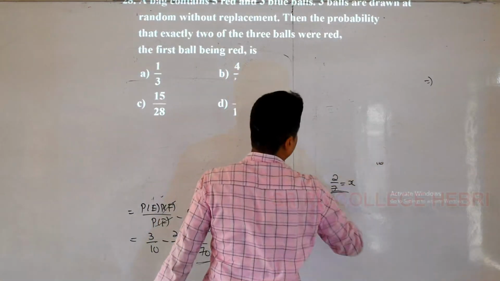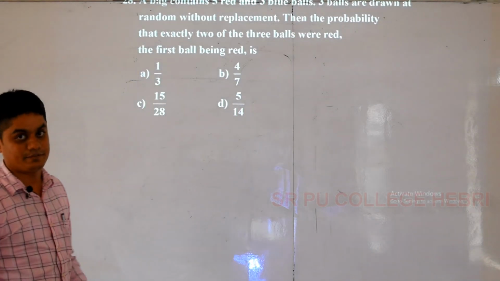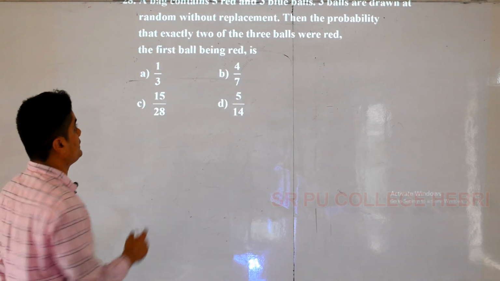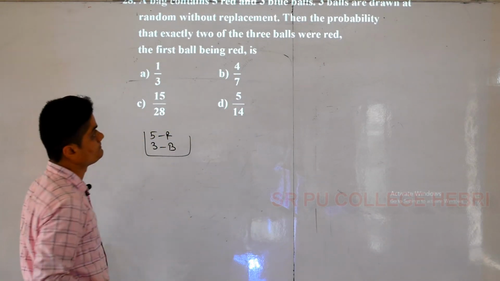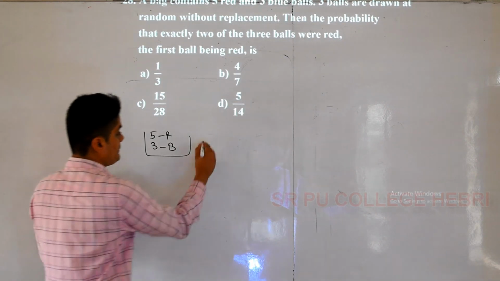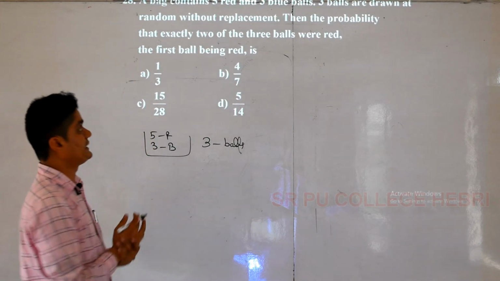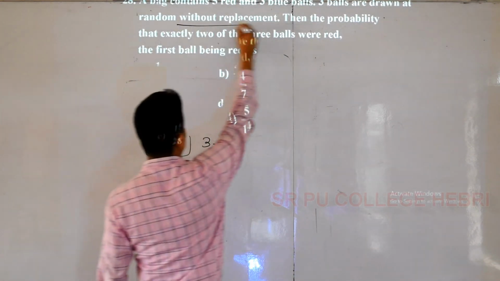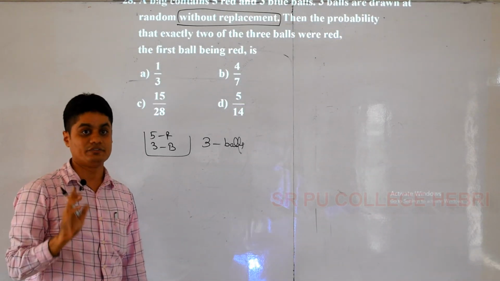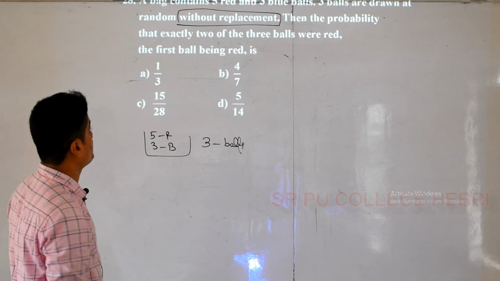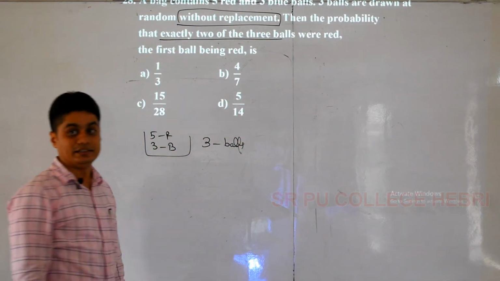Next question. Again, this is from probability. A different question, read the question carefully. A bag contains 5 red balls and 3 blue balls. 3 balls are taken at random. Remember, 3 balls are taken at random. The important thing is without replacement. Without replacement means once a ball is selected, you don't put it back into the bag. Then the probability that exactly 2 out of 3 balls were red.